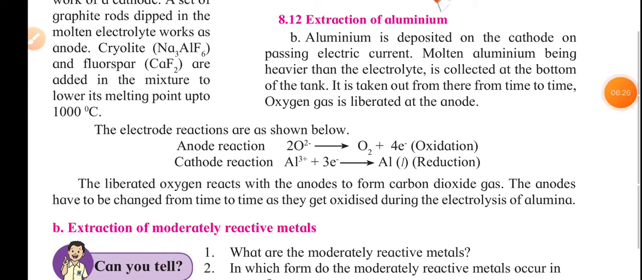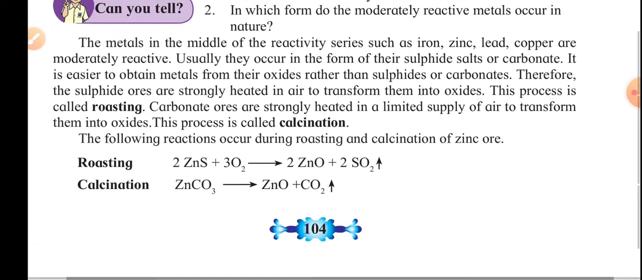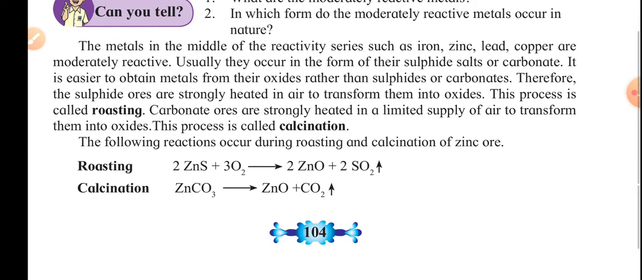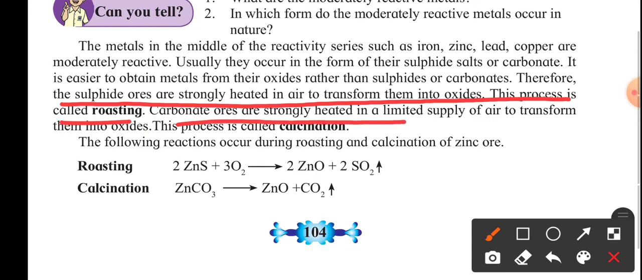The next they have given over here is about the extraction of the moderately reactive metals. In that we have roasting and calcination. You can see over here the sulfide ores are strongly heated in air to transform them into oxides. This process is called roasting. Carbonate ores are strongly heated in a limited supply of air to transform them into oxides. This process is called calcination.